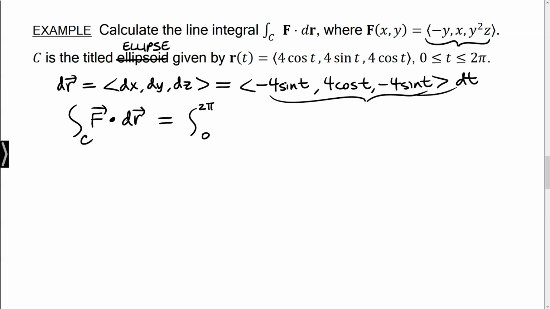And so it's going to be minus y times minus 4 sine. Now I have to include what is y. So this is x of t. This is y of t. This is z of t. So minus y times dx is going to be minus 4 sine t times minus 4 sine t.